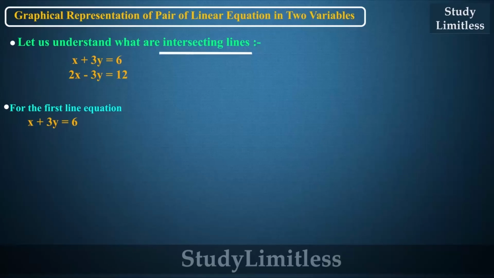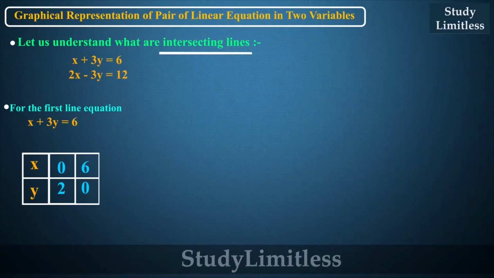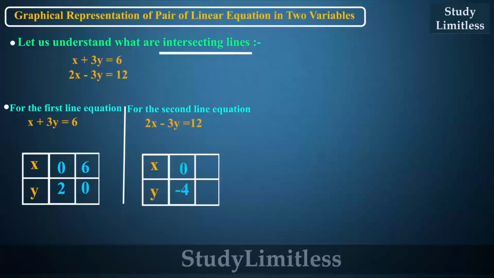For the first line, we have found out 2 points on the line. The first point is (0, 2) and the second point is (6, 0). Similarly, for the second line 2x minus 3y is equal to 12, we have found out 2 points. The first point is (0, -4) and the second point is (6, 0). Now, as we have got 4 points on 2 lines, that means 2 points on each of the lines, let us plot these points and draw the lines.